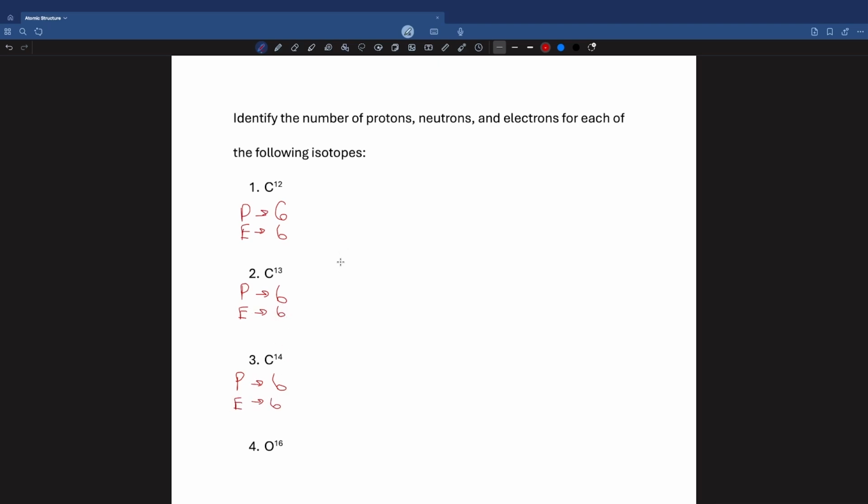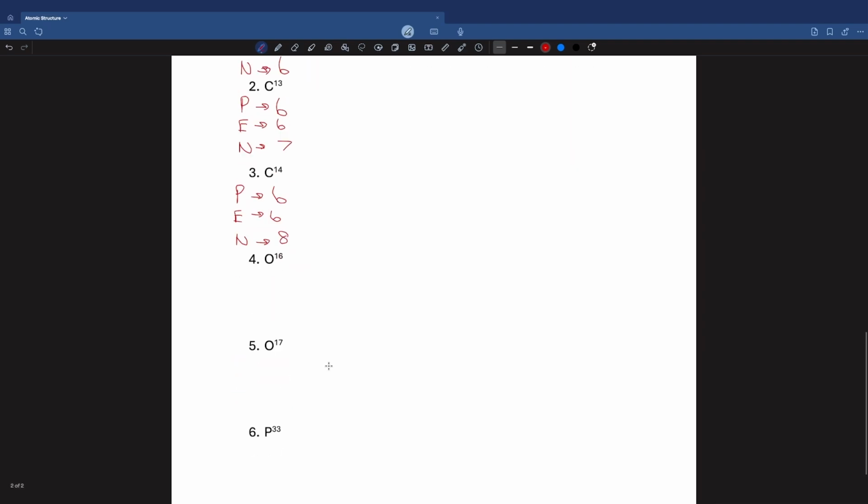What about neutrons? Well, neutrons is what changes within isotopes. It is the mass number, which is shown here, minus the number of protons. And so we can just subtract that really quick. 12 minus 6 is 6, while 13 minus 6 is 7, and 14 minus 6 is 8. And so as you can see, as we change isotopes, the only thing that we're changing is neutrons. Why? Because the only thing that we change is the mass number. The number of protons remains the same.